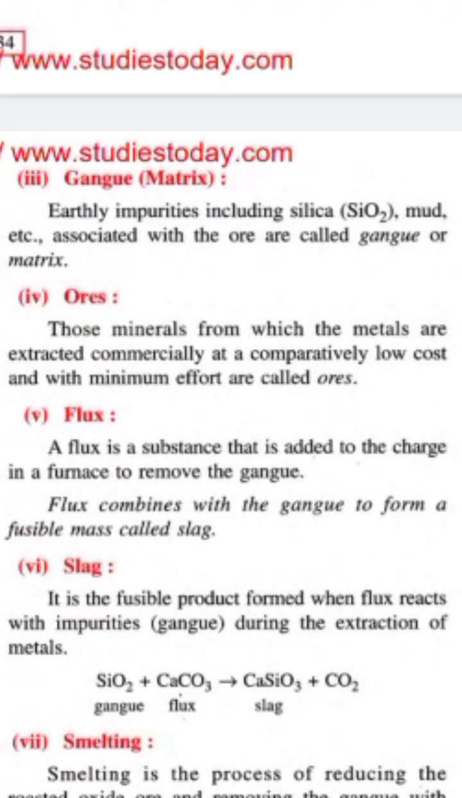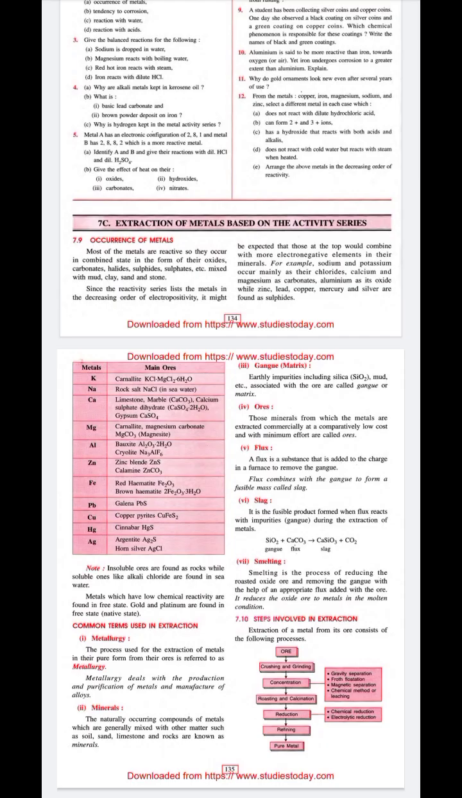Ores are those minerals from which metals are extracted commercially at comparatively low cost and with minimum effort. So what is the basic difference between minerals and ores? Both minerals and ores are rocks which comprise the metal and other impurities, but ores are generally used for metallurgy. Why? Because ores can easily give the metal through a very inexpensive procedure and very quickly. As a result, ore is preferred. So ore is a type of mineral, but all minerals are not ores.